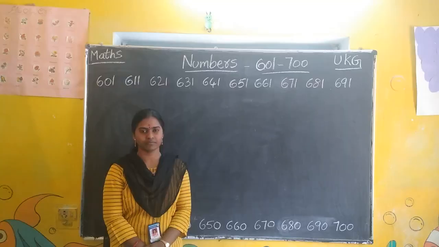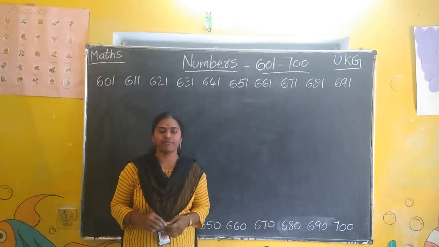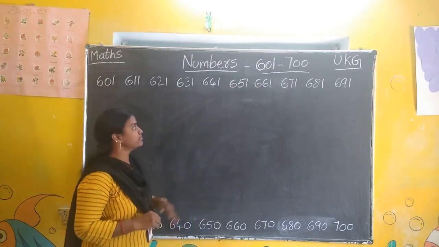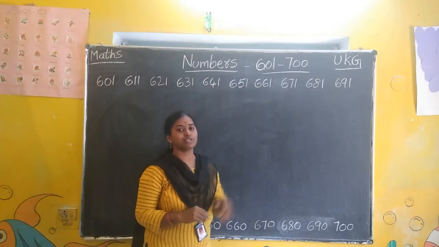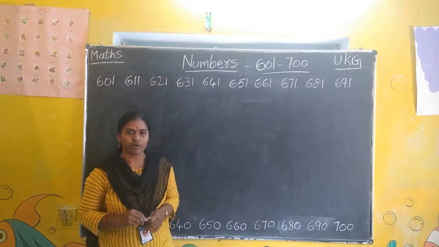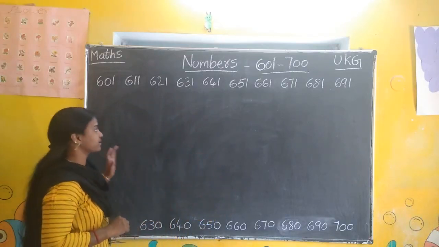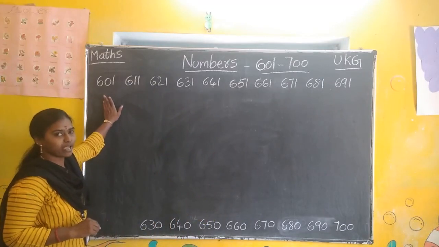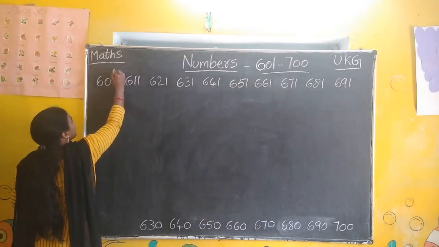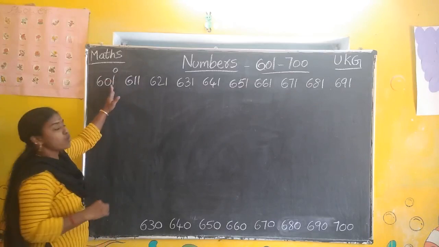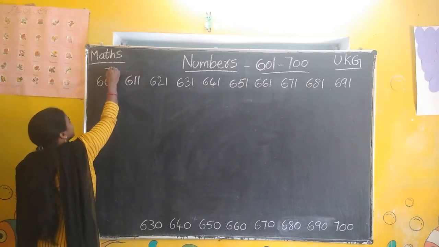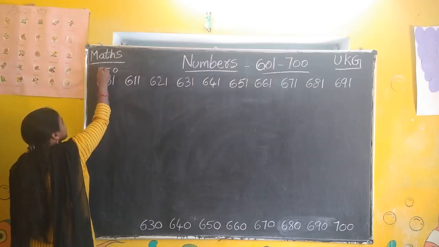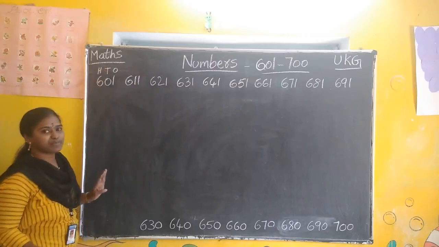Thank you. Hello everyone, welcome back to Maths class. Today we are going to learn numbers 601 to 700. Okay children, look here. Once we will practice, start with 601. Okay, look here. This is 1's place and this is 10's place and this is in 100's place.